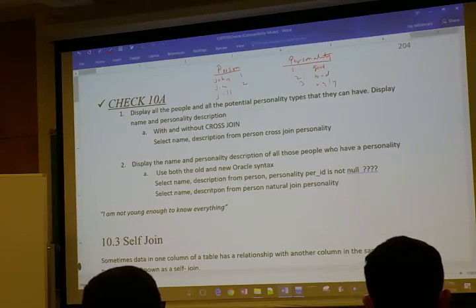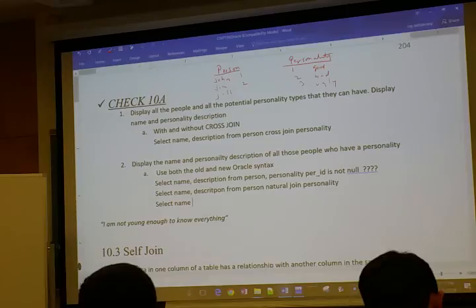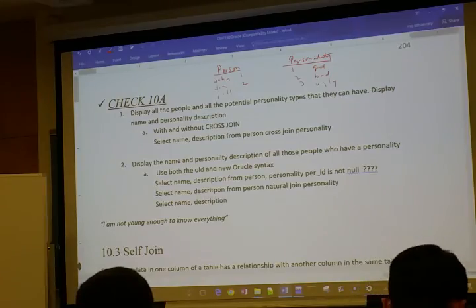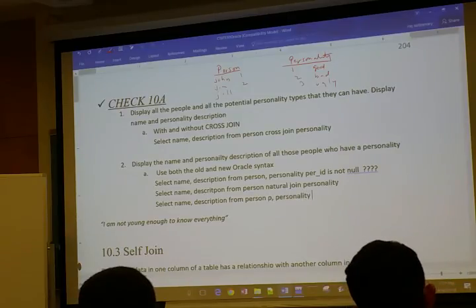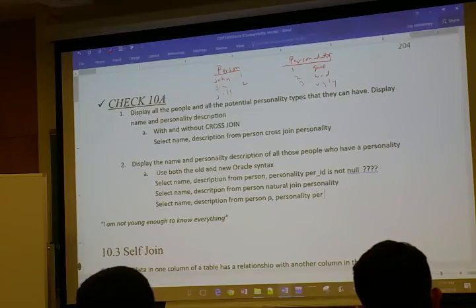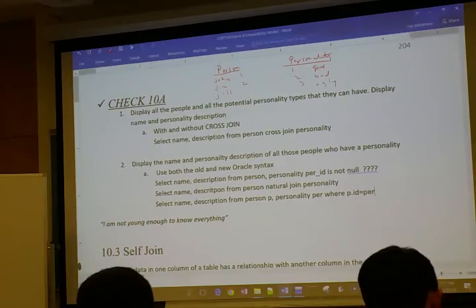Well, let's go ahead and come up with another syntax instead of natural join. Let's go with the same thing, but let's use the word where. From person P, personality PER, okay? And then what do I put? Where P.ID equals PER.ID.